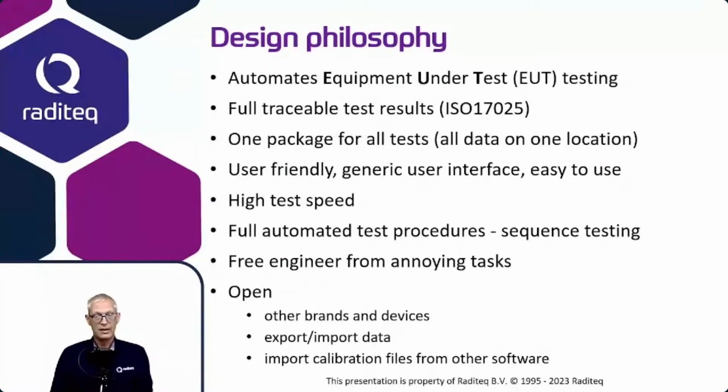The design philosophy of RadiMation is that it automates the equipment under test. What we've seen in a lot of competitors' software packages is that they automate the control of the test instrumentation. But that's not the important part. The important part is that the equipment under test is being tested, because you're interested to see if the EUT is complying to the standards. That's why the EUT is the most important idea, or the principle, in RadiMation.